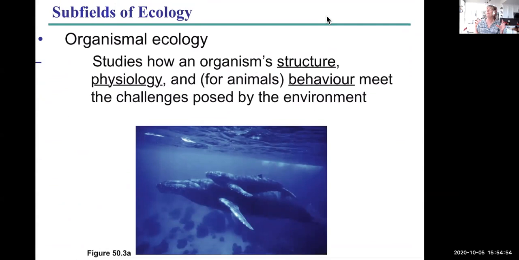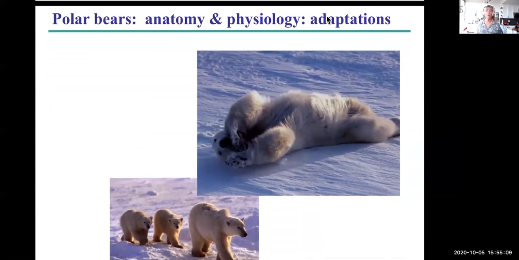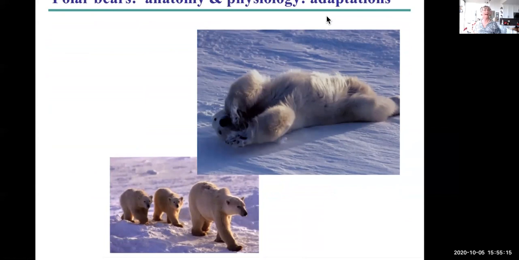So organismal biology studies an organism's structure, physiology, and behavior that meet challenges posed by the environment. For example, polar bears. If you were to study polar bears' anatomy and physiology, you might be looking at their adaptations to live in such a cold environment. One adaptation is to cool off by spreading out over the ice.